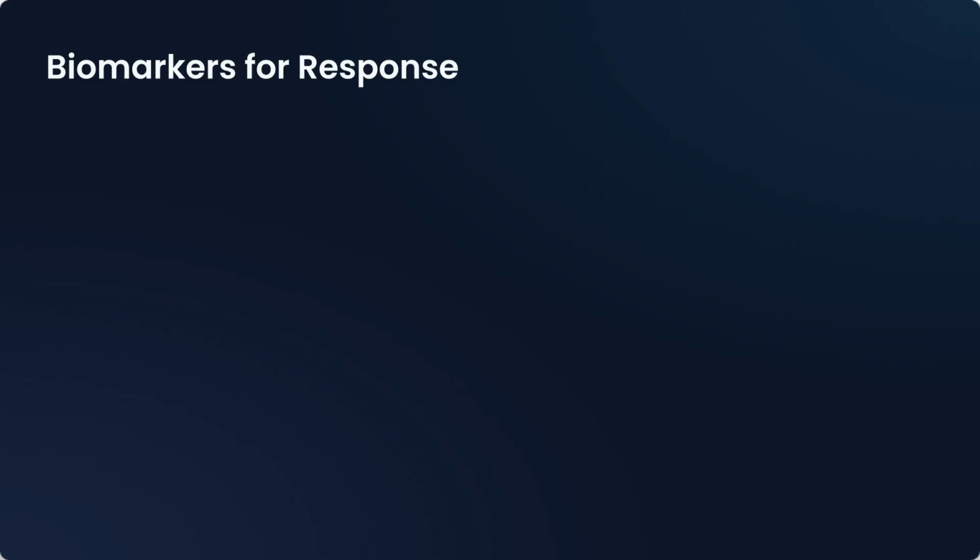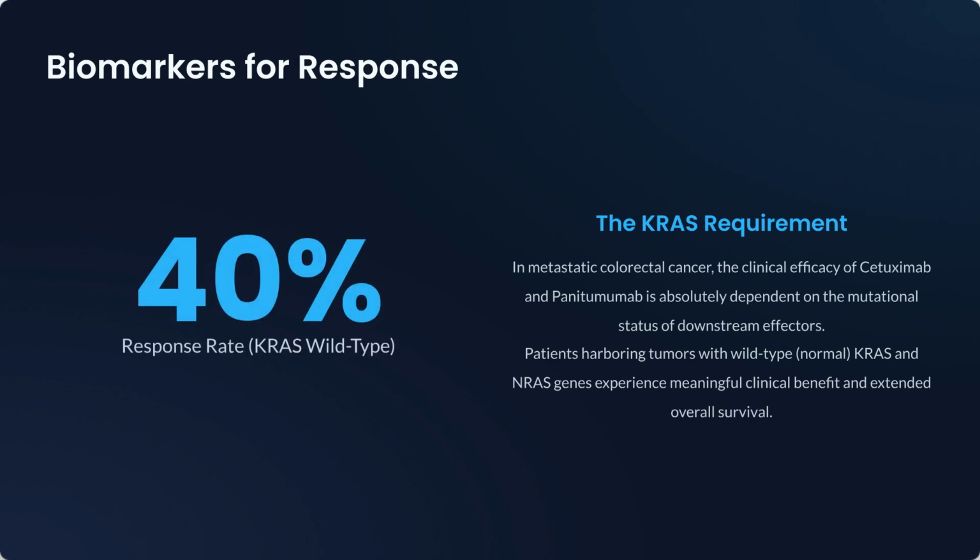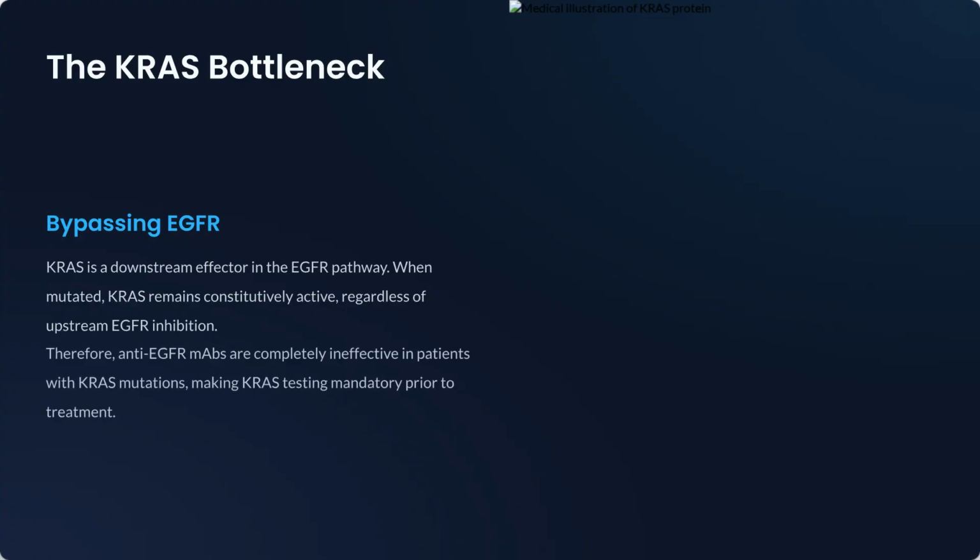In metastatic colorectal cancer, a wild-type KRAS and NRAS gene status is an absolute requirement for clinical response to anti-EGFR mAbs, with a response rate around 40% in wild-type tumors. Mutations in KRAS bypass the EGFR block, resulting in constitutive downstream signaling. This renders anti-EGFR monoclonal antibodies completely ineffective, necessitating KRAS testing before treatment.